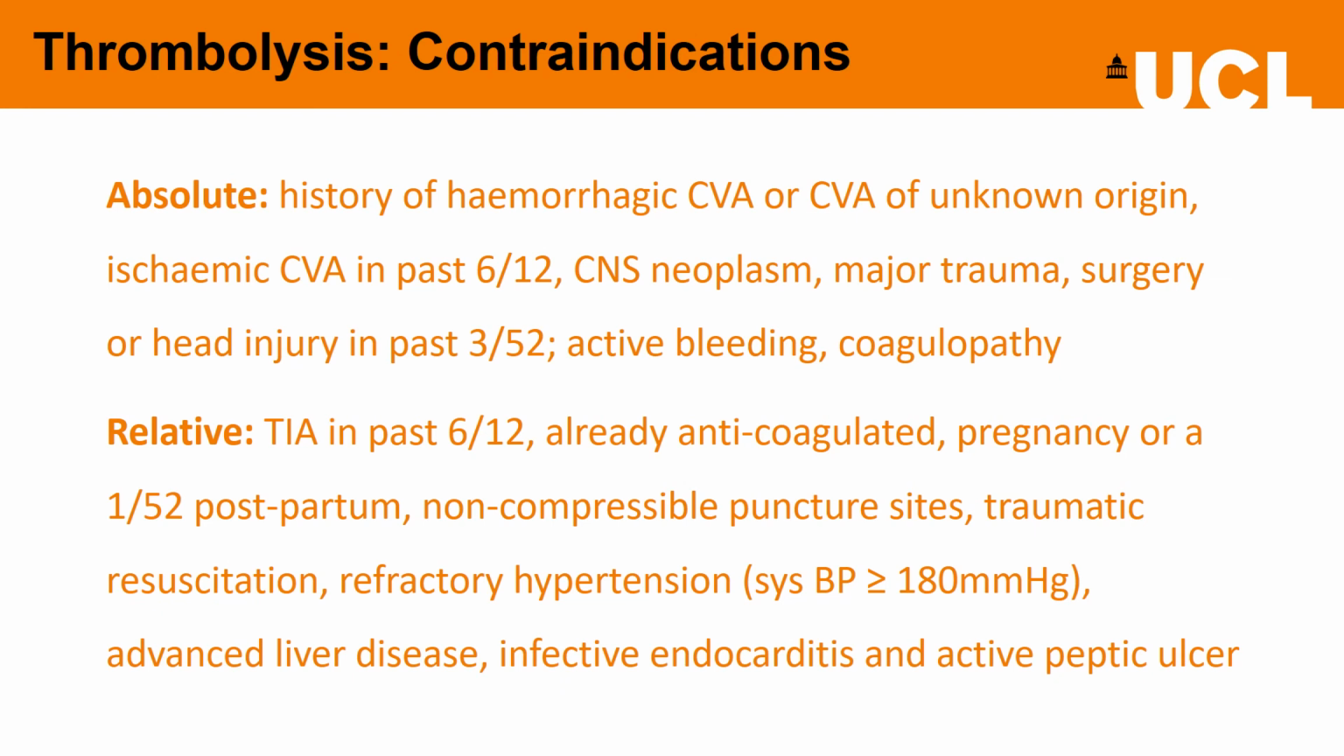So when thinking about giving a thrombolytic therapy, absolute contraindications include a history of hemorrhagic stroke or stroke of unknown origin, ischemic stroke in the past 6 months, brain tumour, major trauma, surgery or head injury in the past 3 weeks, active bleeding and coagulopathy. Relative contraindications to thrombolysis include TIA in the past 6 months, already anticoagulated, pregnancy or 1 week postpartum, non-compressible puncture sites, traumatic resuscitation, refractory hypertension, advanced liver disease, infective endocarditis, and active peptic ulcer.